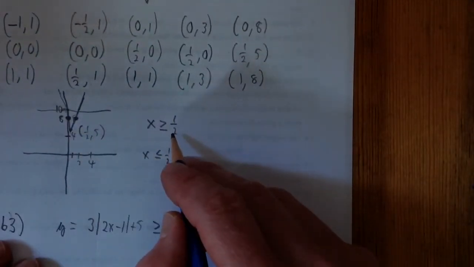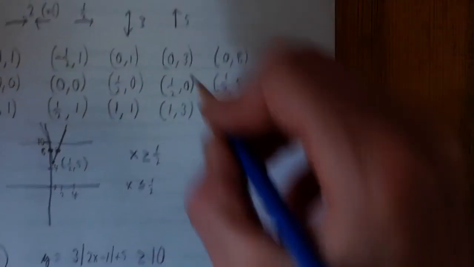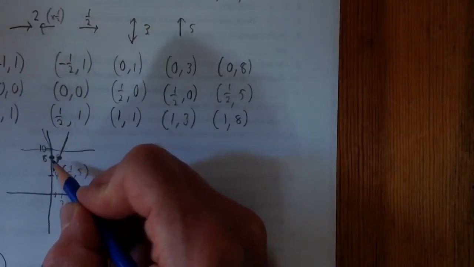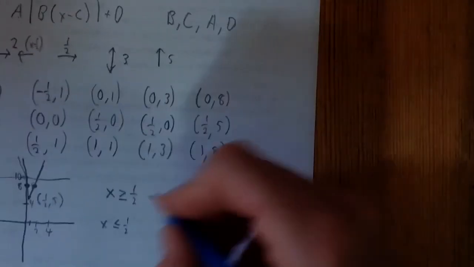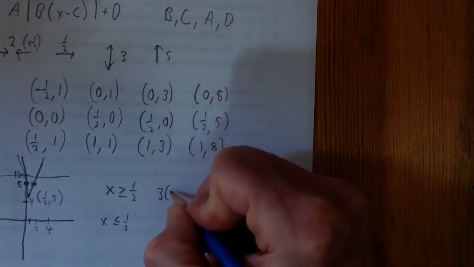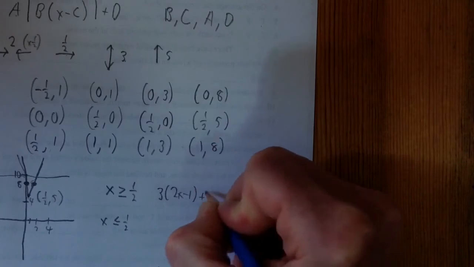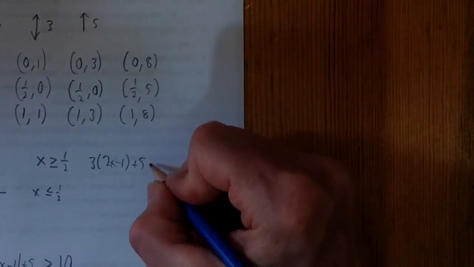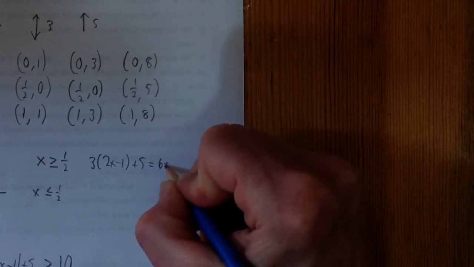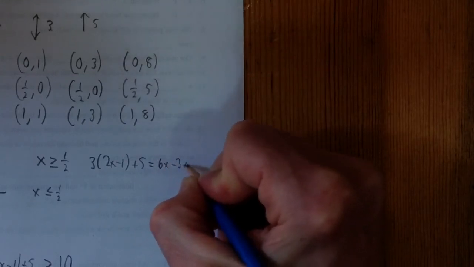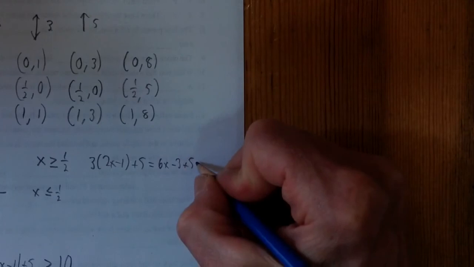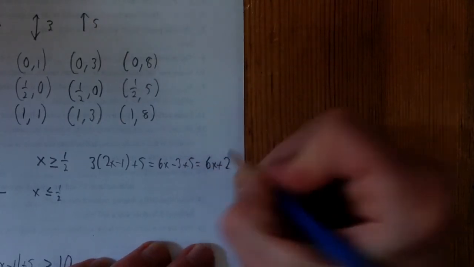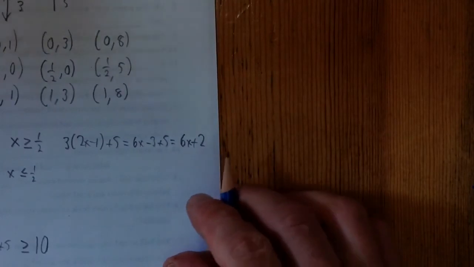Okay, so when x is greater than or equal to 1/2, that's this part, we don't need the absolute values. What's inside is always positive. So it would be 3 times 2x minus 1 plus 5, which we could solve a little bit easier. That would be 6x minus 3 plus 5, which is 6x plus 2. Okay, so it's 6x plus 2.